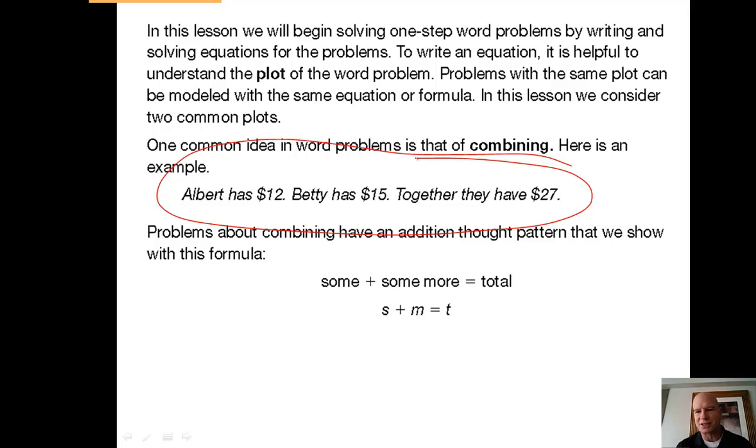Problems about combining have an addition thought pattern that we show with the formula: sum, and if we add more to it, we end up with a total, where S plus M equals T. So if Albert has $12 and Betty has $15, then how much do they have together? Well, they have $27. That would be the answer if we were solving for T.